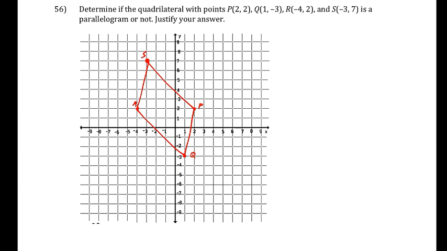The first slope that I'm looking at is from S to P. This looks like it goes over 1, 2, 3, 4, 5, and down 1, 2, 3, 4, 5, I believe, 7 to 2. Yep, so this goes over 5 and down 5. Likewise, let's look at the slope of RQ, which also goes down 1, 2, 3, 4, 5, and over 1, 2, 3, 4, 5. So this one goes down 5 and over 5 as well.